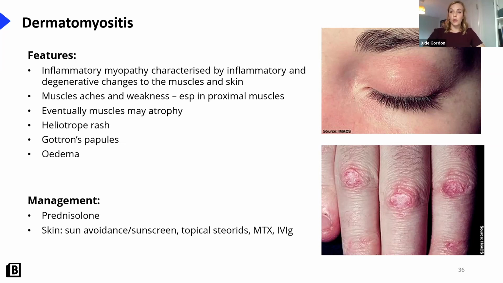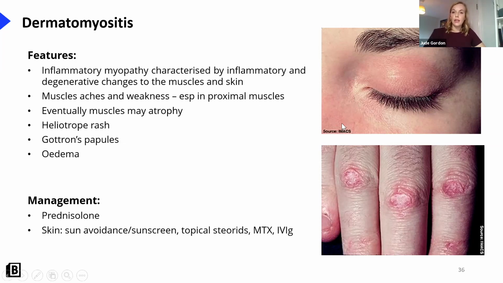Conversely, though, the distal muscles tend not to be affected, or at least not until very late in the disease. So more fine motor movements with the hands, for example, doing up buttons or typing, that kind of thing tends to be unaffected. Eventually, the muscles may not just be weak, they may actually atrophy, and that may be visible on examination.